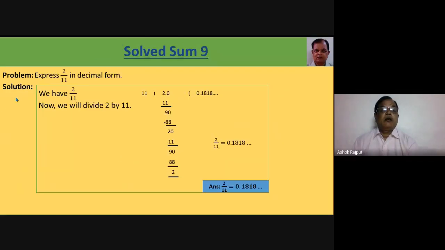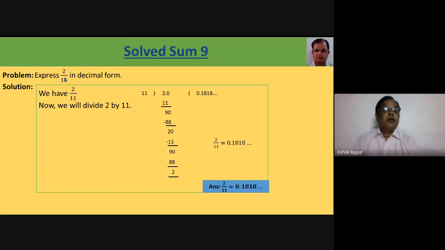Now the other method: express 2 by 11 in decimal form. We convert into decimal form. In the lower classes also you have done 5 by 2 or 2 by 5, such types of sums, where you have divided and converted into decimal. The method is the same here. Express 2 by 11 in decimal form.